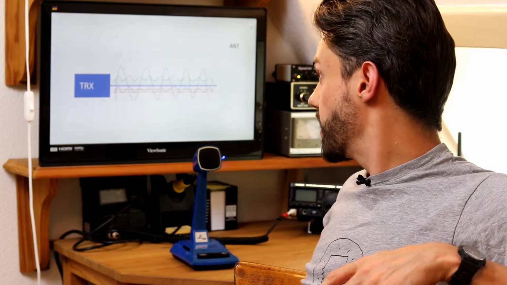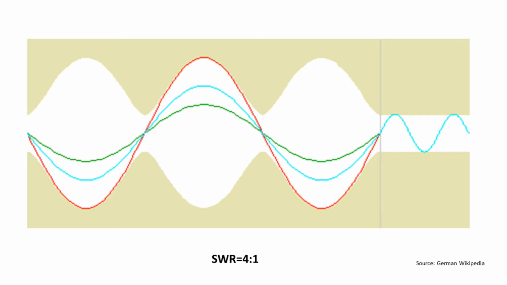Now let's look at a realistic picture. This is a standing wave that occurs at an SWR of 4:1. So what you see in the blue line is your forward power, and in the green line your reflected power. The white wave is your standing wave, which doesn't move actually on the line.